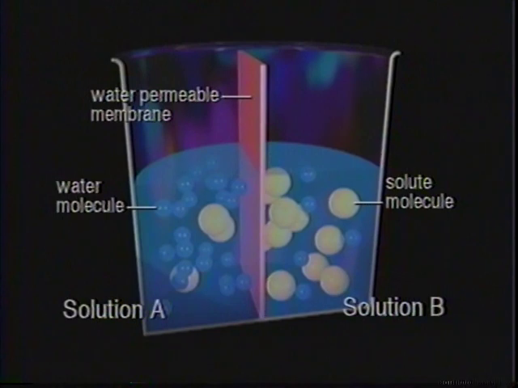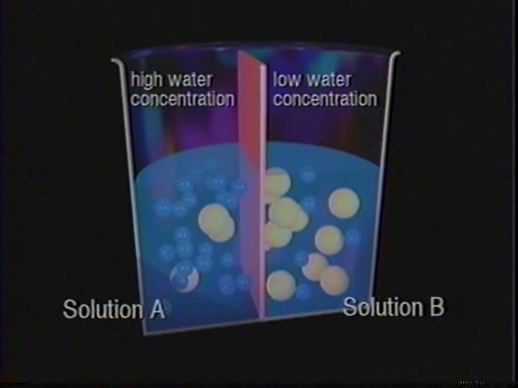In this container, two solutions are separated by a membrane permeable only to water. The concentration of the large yellow solute molecules is higher in solution B than it is in solution A because there are fewer solute molecules in solution A. The inverse is true of the water. The concentration of water molecules, represented by small blue spheres, is higher in A than in B. The way in which water will behave in this example is similar to how osmosis occurs in cells.